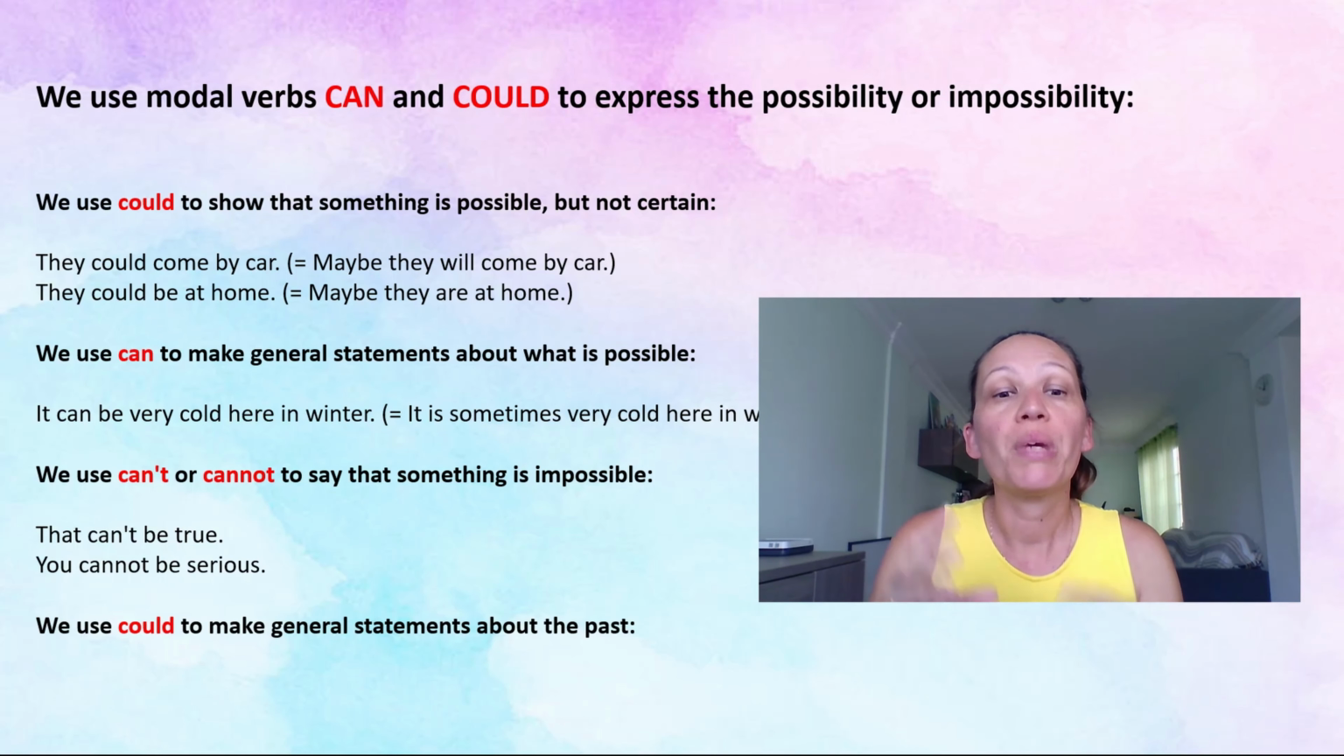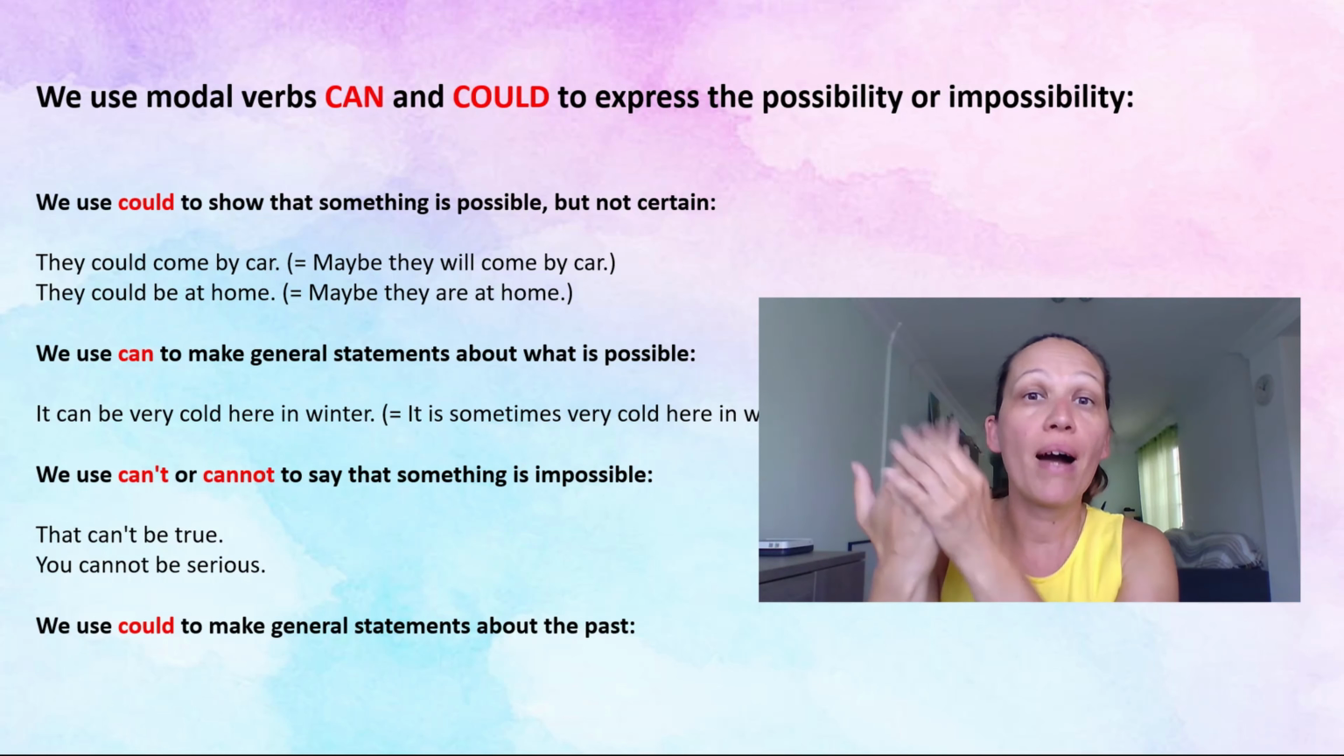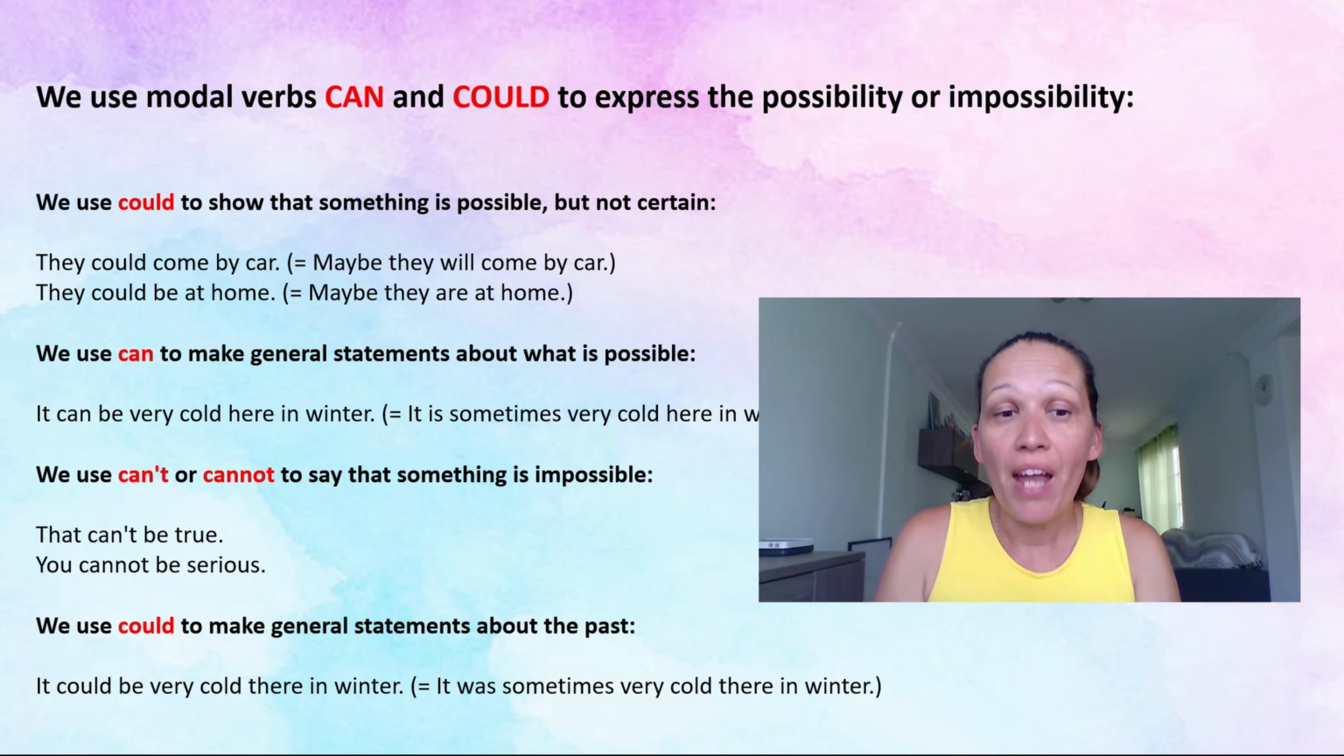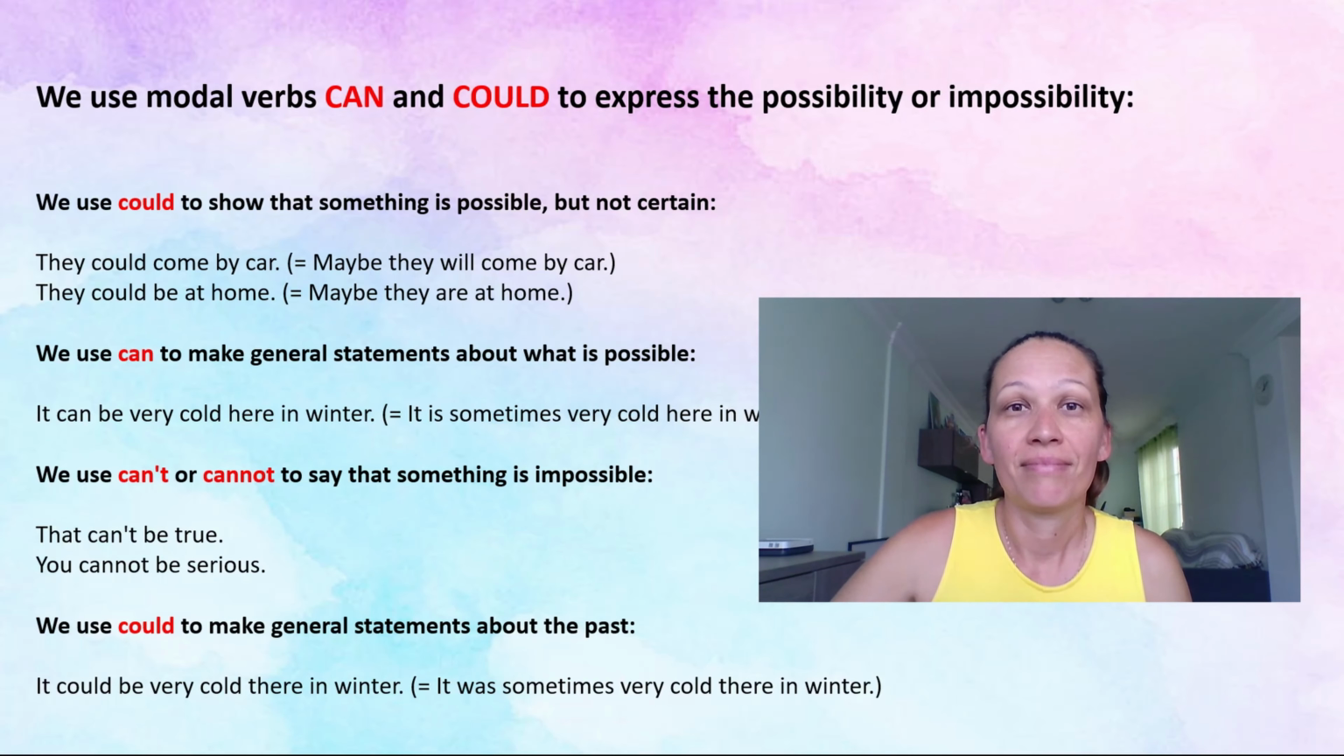We use could to make general statements about the past. For example, it could be very cold there in winter. For example, when I was a child, I lived in Siberia. And I tell you, it could be very cold there in winter. So I'm talking about the past.